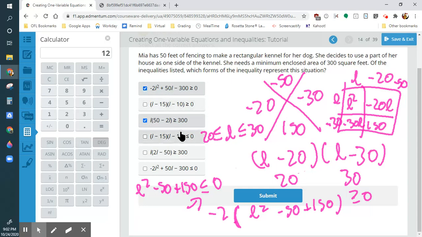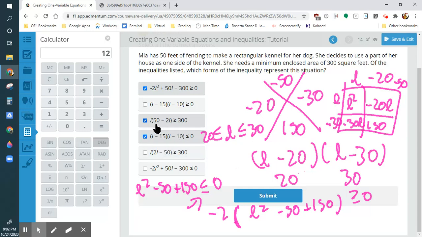Let's see another one. See how these two are very similar, but this one they factor out the negative, so this one's okay. Let's take a look at this one. Greater than that. Isn't that the same thing as this? No, they're doing this backwards.